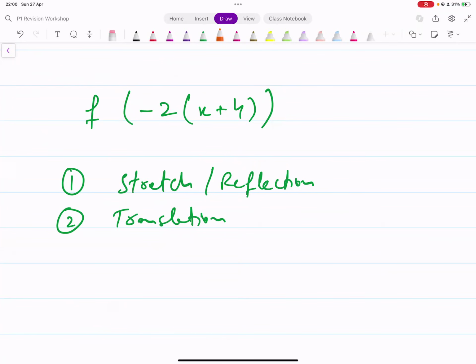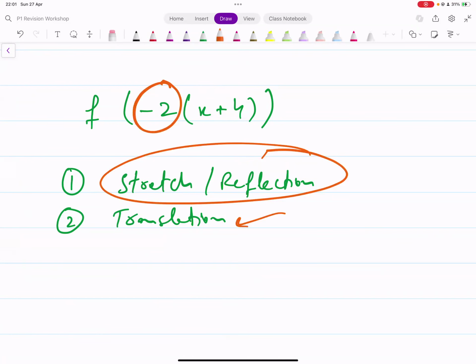Now, BODMAS says you evaluate this bracket first. So you do plus 4 first. Plus 4 means translation. But you have to do the opposite of that. So you don't do translation first. You do stretch and reflection first. So that's what you do first, and then you do translation after that. So it's just the opposite of BODMAS.